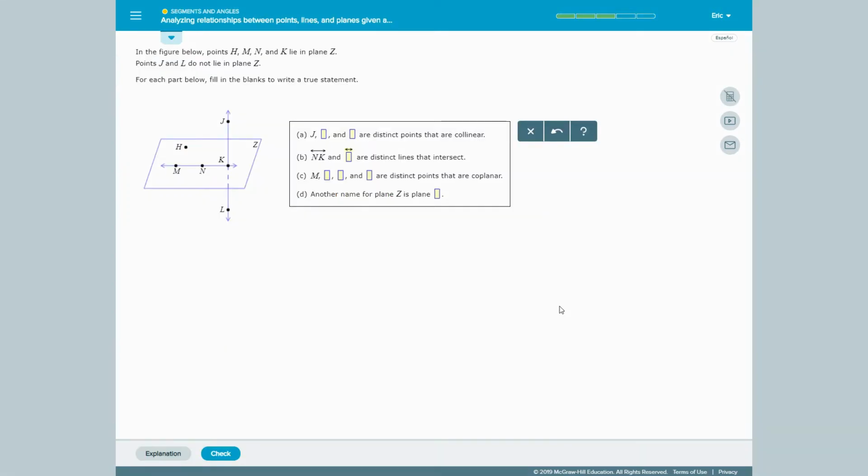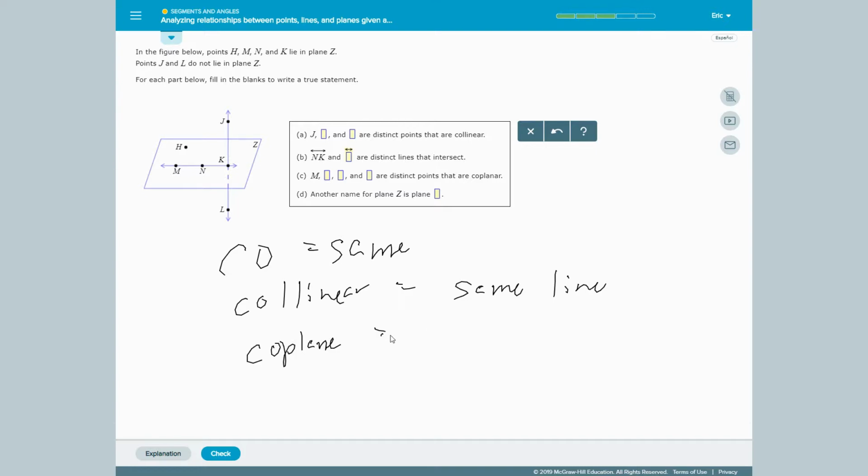Analyzing relationships between points, lines, and planes given a figure. Now here's where we're going to have to think outside of the box. If you did not look at Alex's explanation, shame on you, because this is going to be a wild ride, and I'm going to go through this fast. Co means same. So collinear is just same line. Coplanar is same plane.